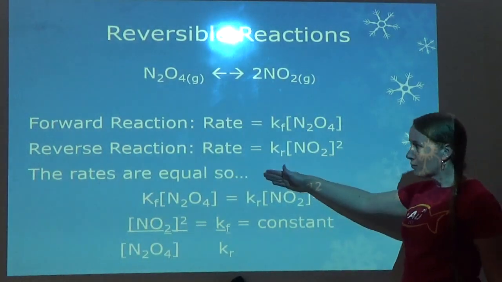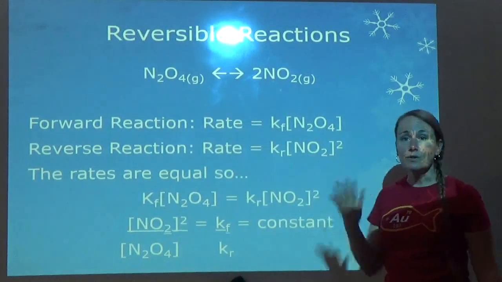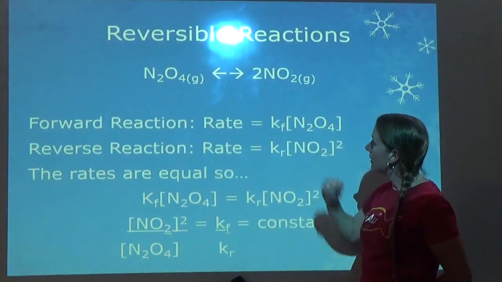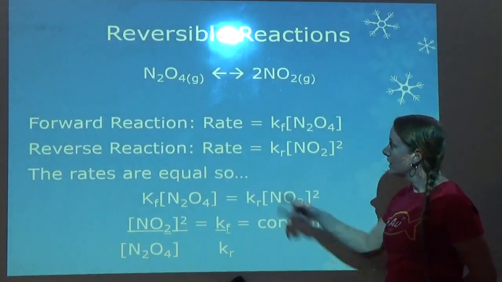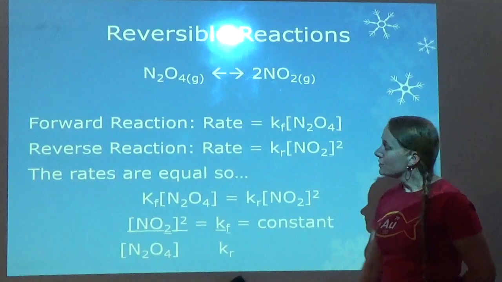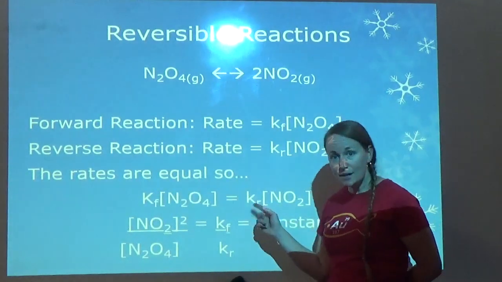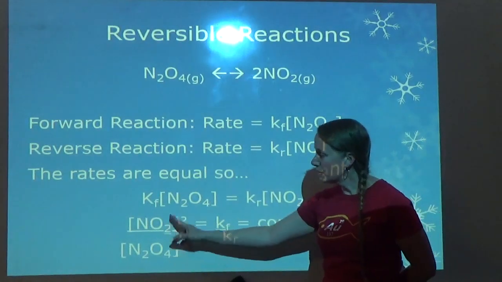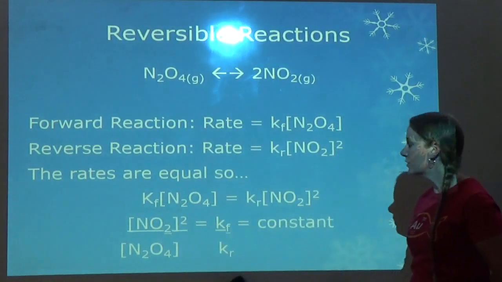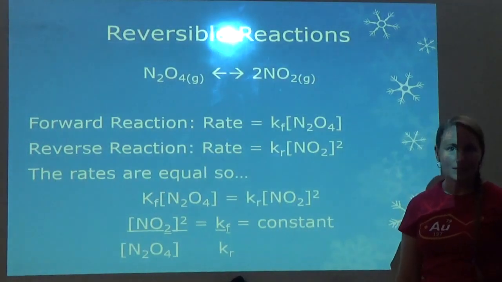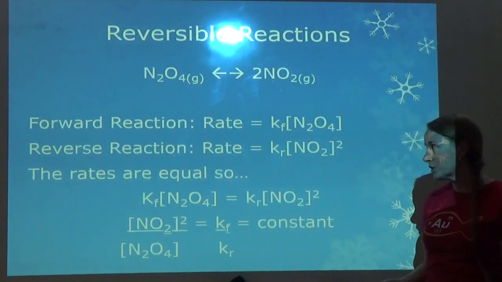Alright, the rates are equal, so these have to be equal if we're at equilibrium. So what that means is k forward times concentration N2O4 equals k reverse times NO2 squared. Once you solve for K instead, you get k forward over k reverse equals NO2 squared over N2O4. And your k over your k is going to be a constant, okay? And that's referred to as our equilibrium constant.